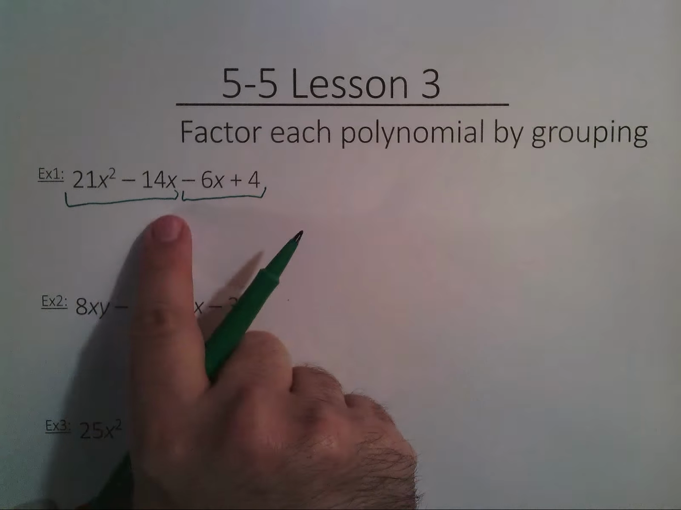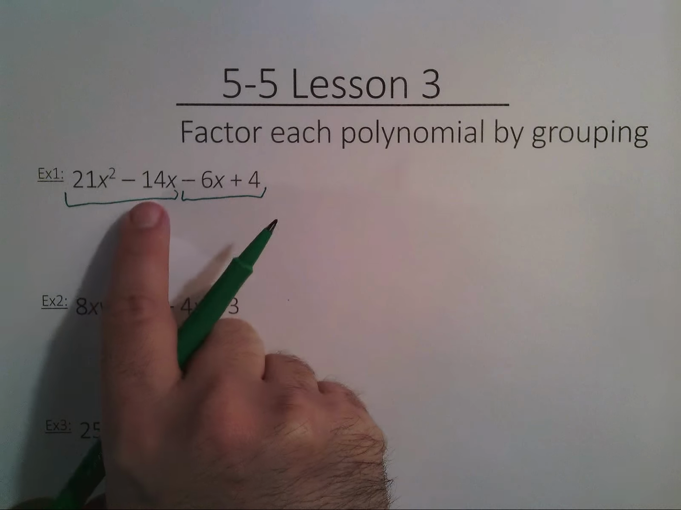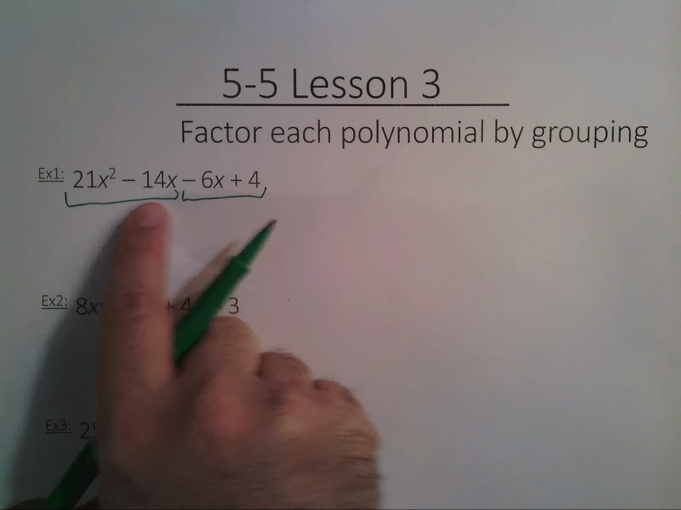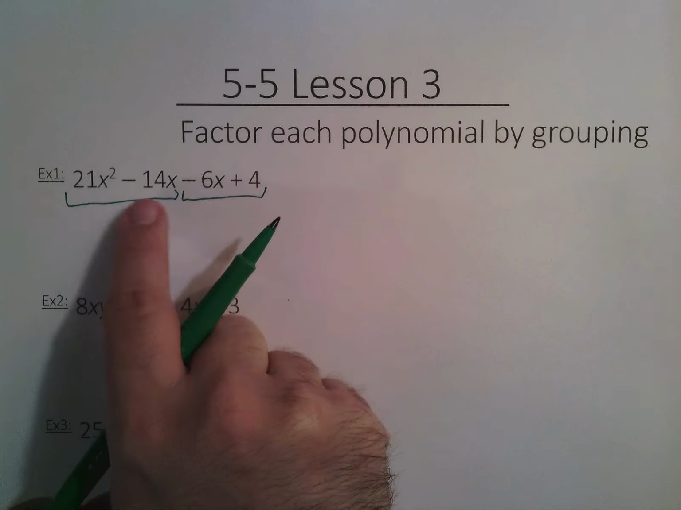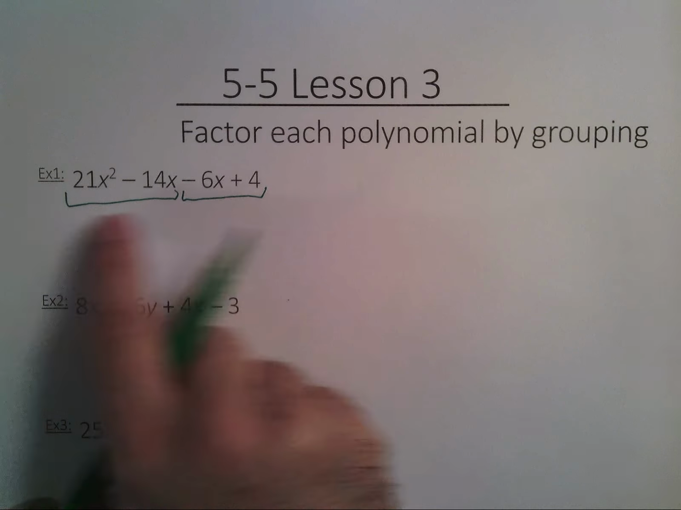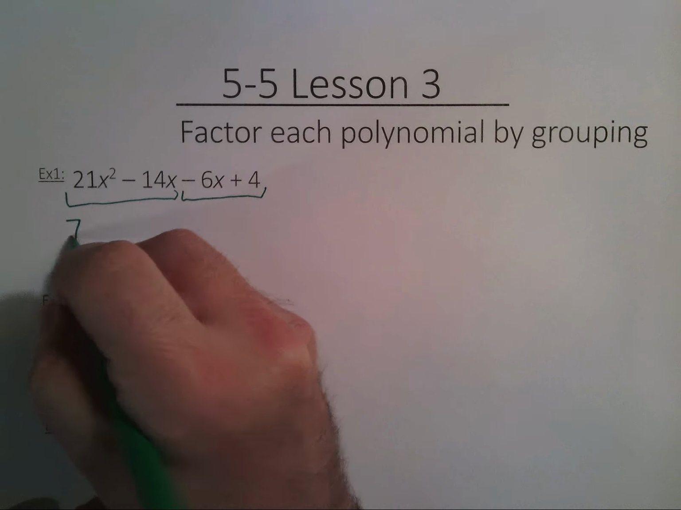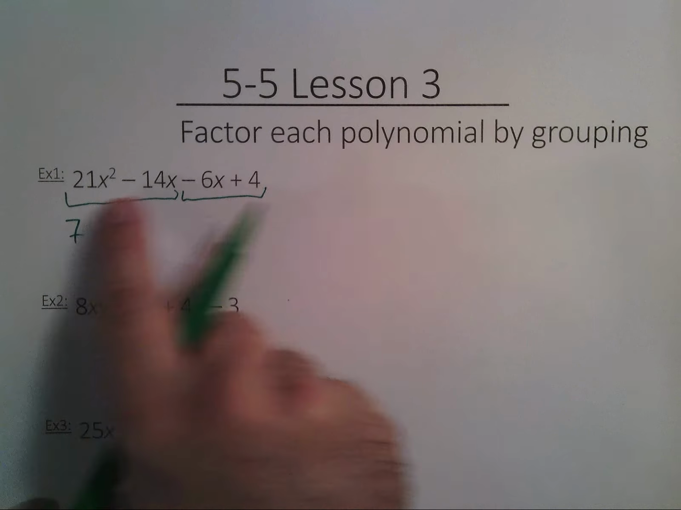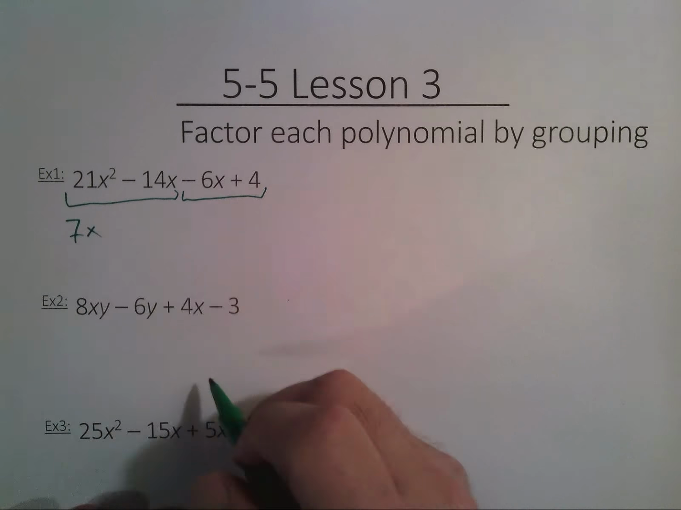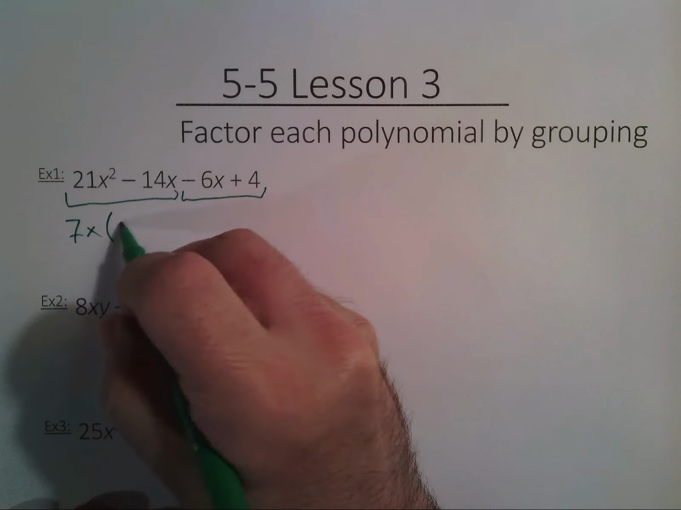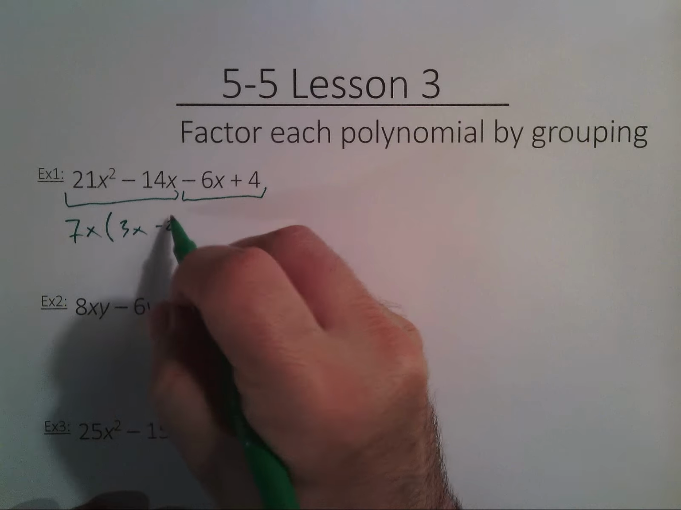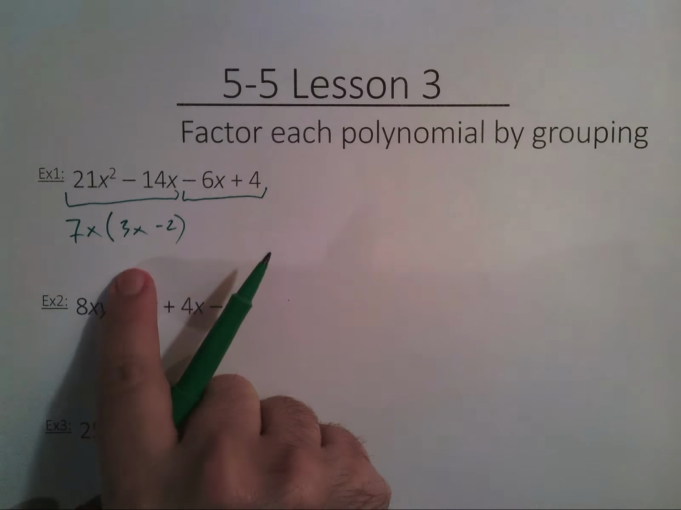So when I look at the first two, what's common to 21 and 14? In other words, if I broke 21 to be 3 times 7 and 14 to be 2 times 7, they both have 7. So I'm going to factor out 7, and when I look at the x's, I can factor out one of the x's. And then what I'm leaving behind is 3x minus 2. So that's for the first grouping of 2.